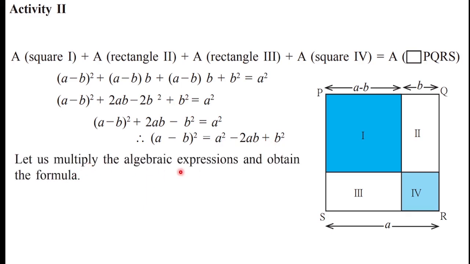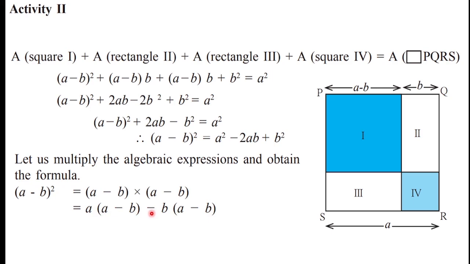And so students, now let us multiply the algebraic expression and obtain the formula. So A minus B the whole square is equal to A minus B into A minus B. Right? So it will be A into A minus B minus B into A minus B. So now when we multiply this, we'll get A square, then minus AB, minus AB, plus B square. Right? So it will be A square, then this will be minus 2AB plus B square.